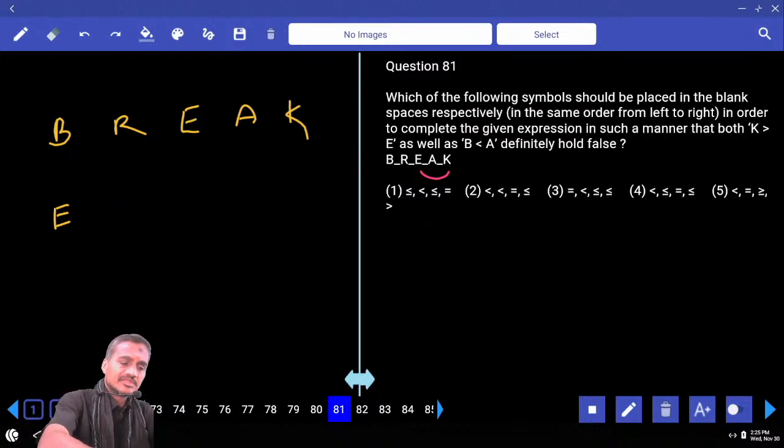Or else let us take it in the direct order only. Now K greater than E must be false.